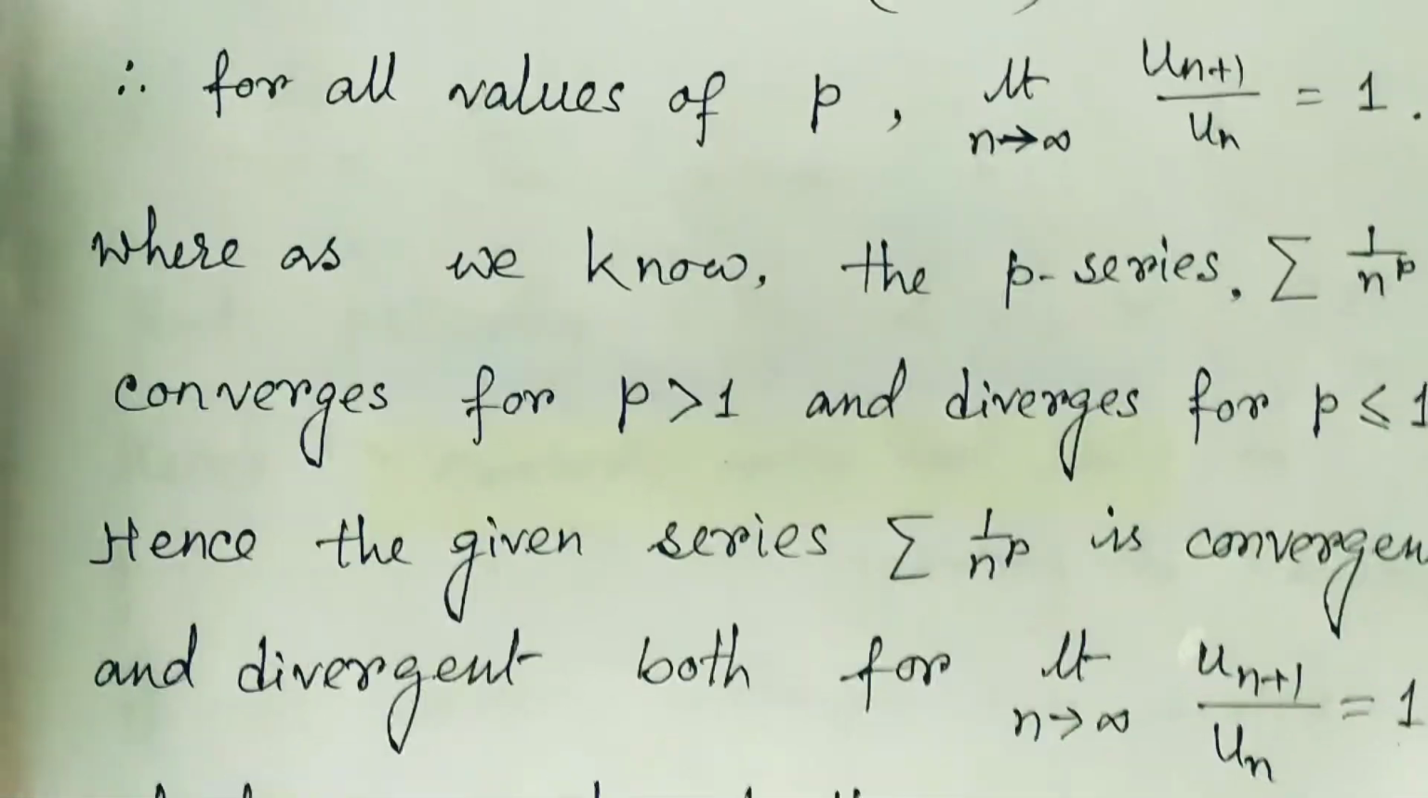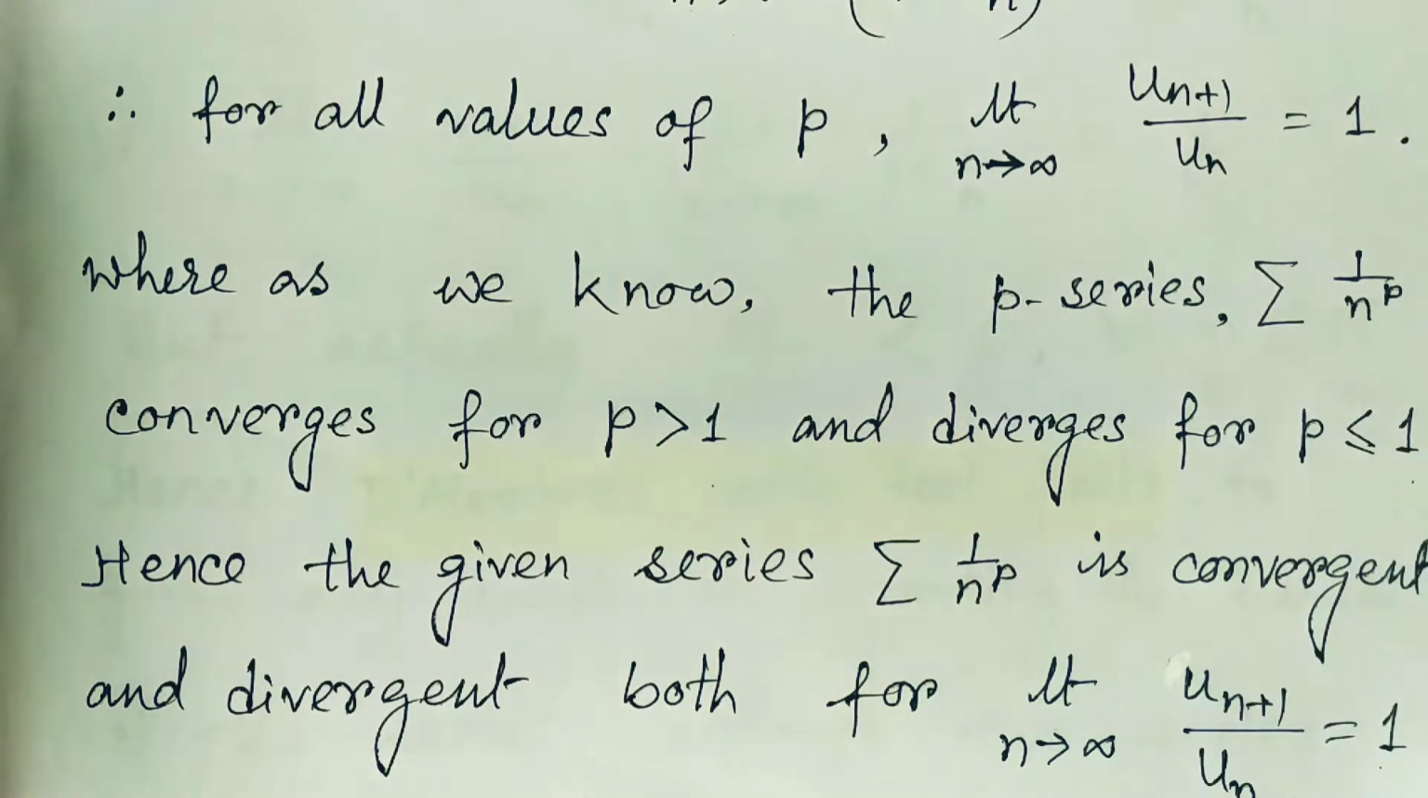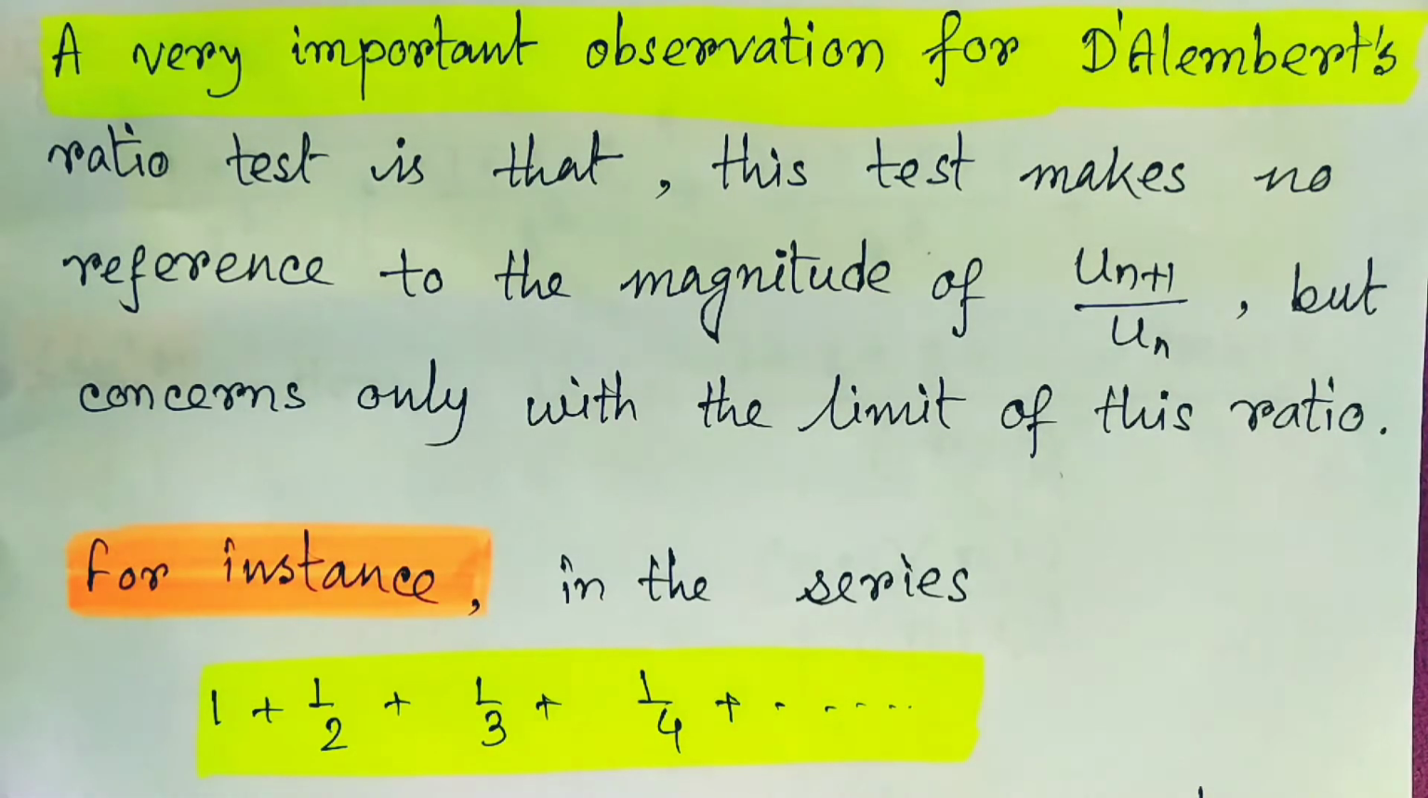So, I hope you understand that for the particular limiting value 1, we can't conclude about a series uniquely. It may be divergent or convergent, depending upon some other parameter. That's why D'Alembert's ratio test fails when the limiting value is 1. Now, a very important observation for D'Alembert's ratio test: this test makes no reference to the magnitude of the ratio un plus 1 by un, but concerns only the limit of this ratio.